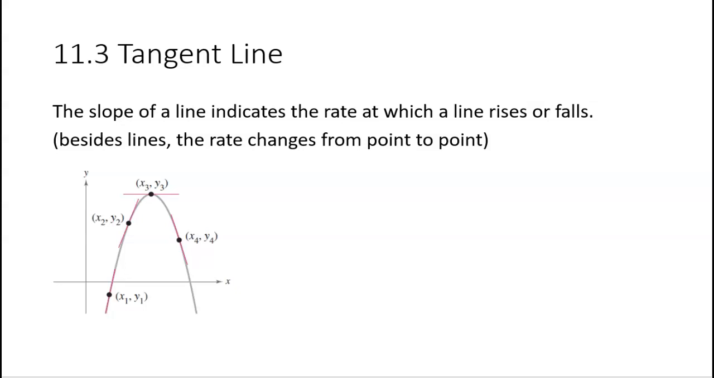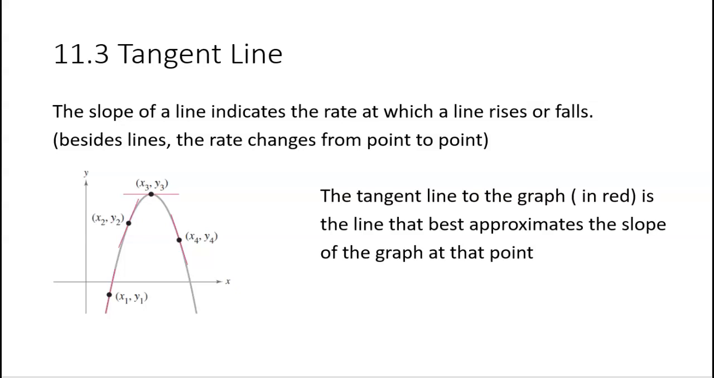Okay, so you can see this little image, and this comes from your textbook. And so you can see different points, so point 1, point 2, point 3, and point 4. And we can see this red tangent line and how it is increasing, right? How either the slope is increasing or decreasing, getting to 0, or even becoming negative as the point goes around the parabola. So again, what it basically is saying is that this tangent line to the graph, which is in red, is a line that best approximates the slope of the graph at that point.